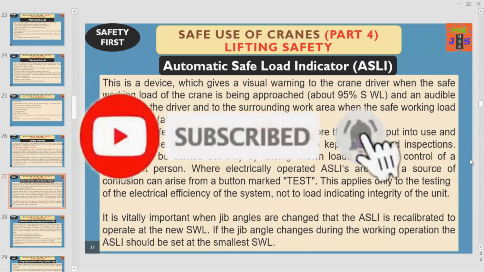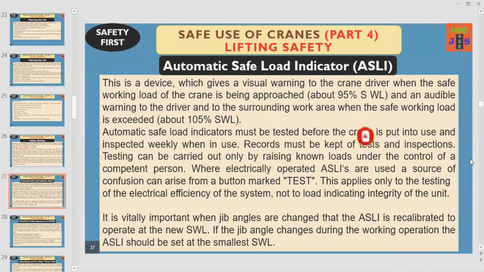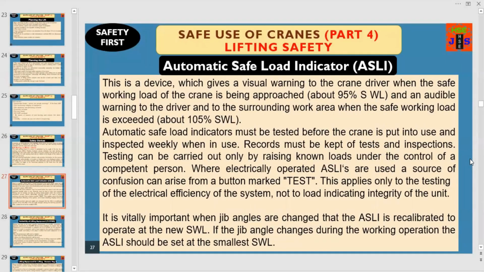This is a device which gives a visual warning to the crane driver when the safe working load of the crane is being approached, about 95% of the safe working load limit, and an audible warning to the driver, operator, and to the surrounding work area when the safe working load is exceeded, about 105% of the safe working load limit.